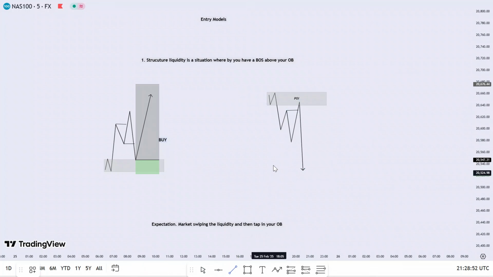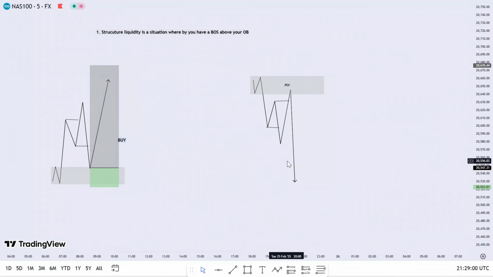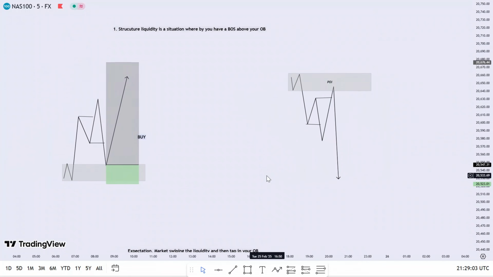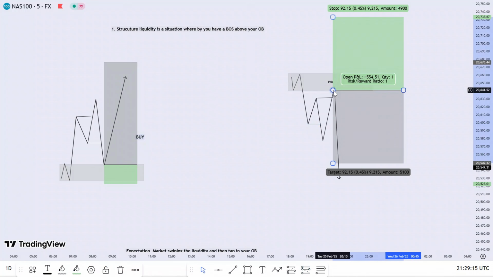But before that sweep of liquidity, you have your break of structure there. Okay, you have your break of structure. So this is a scenario of you selling the market. If you are shorting the market, this is a scenario of you shorting it.